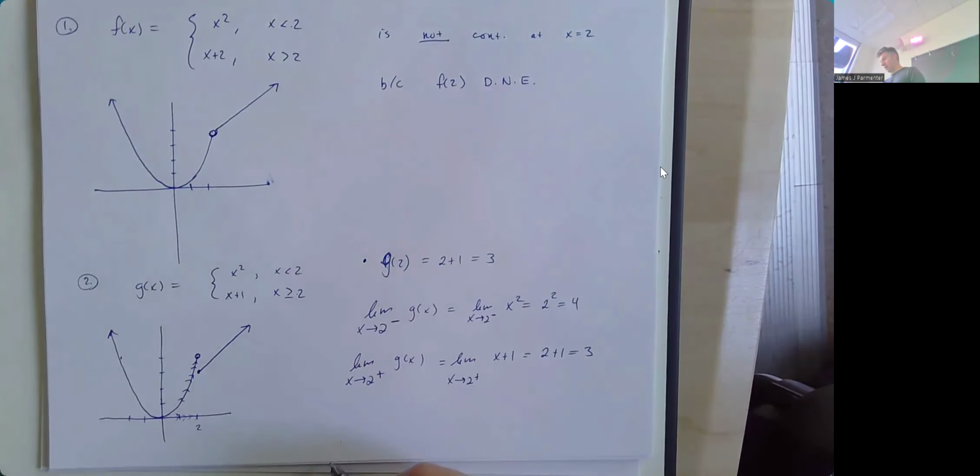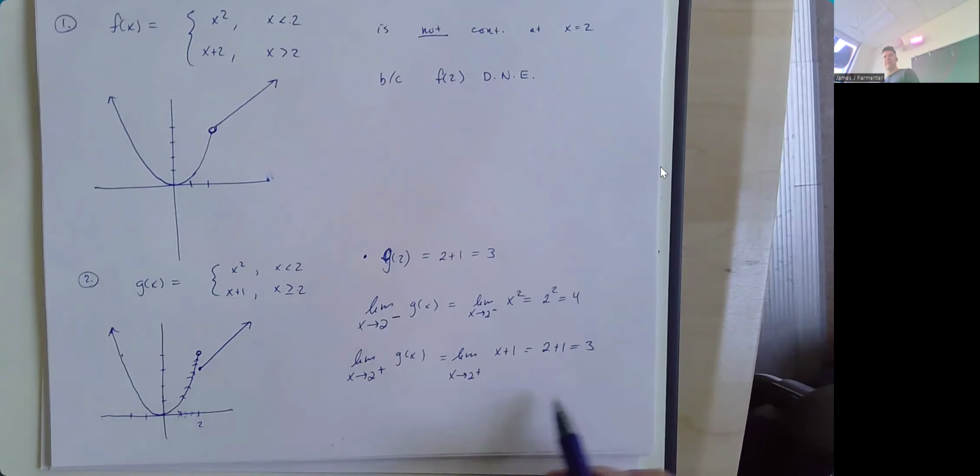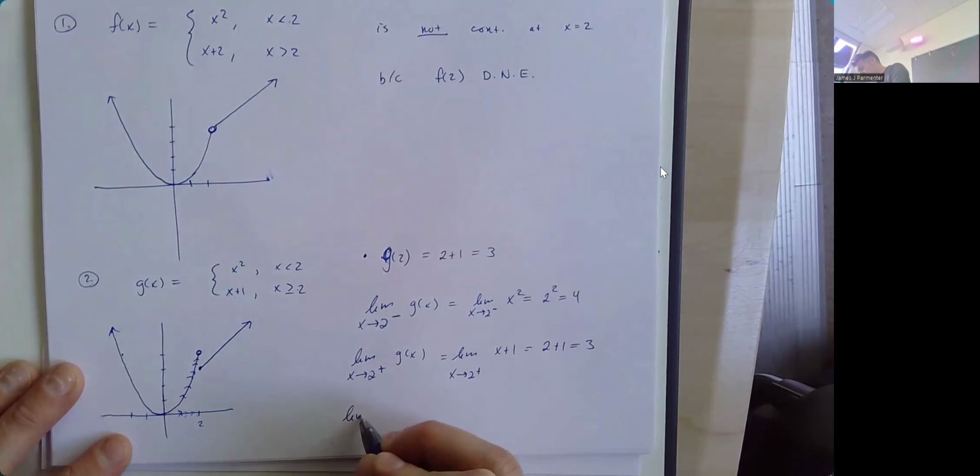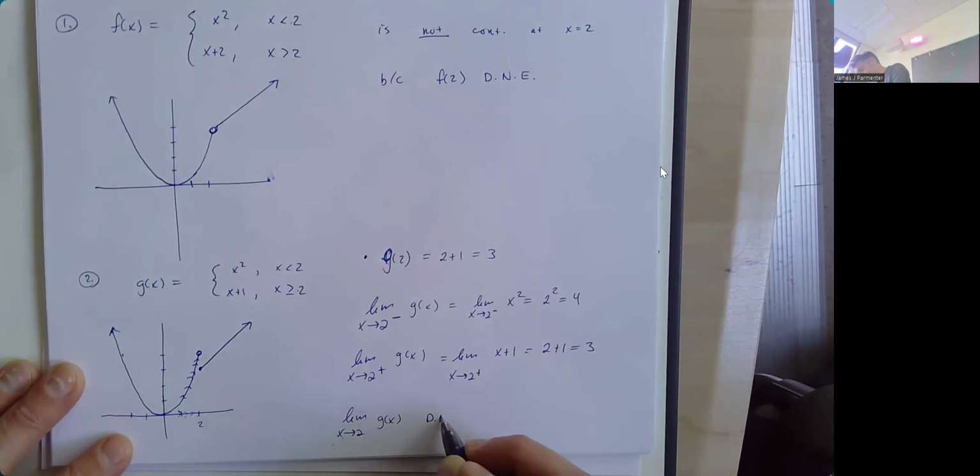The limit, on the other hand, from the left is 4, from the right is 3. The overall two-sided limit doesn't exist because those values aren't matching up. So the limit as x approaches 2 of g of x does not exist.